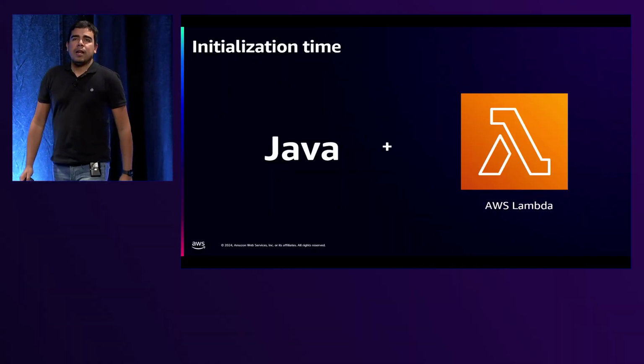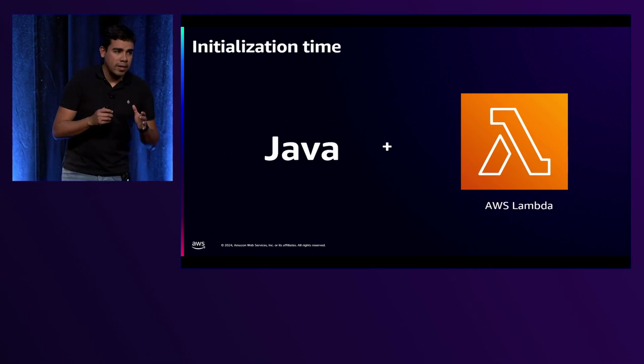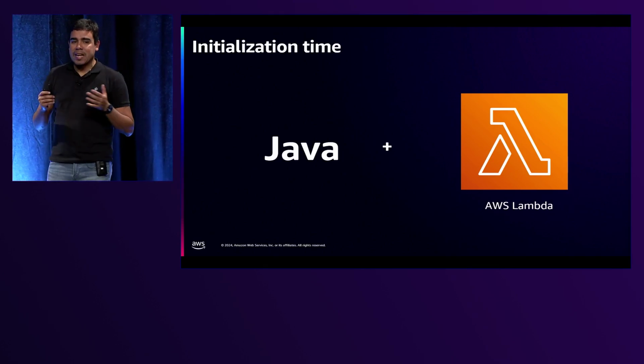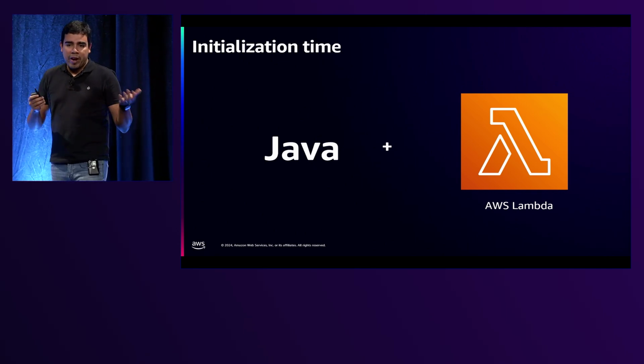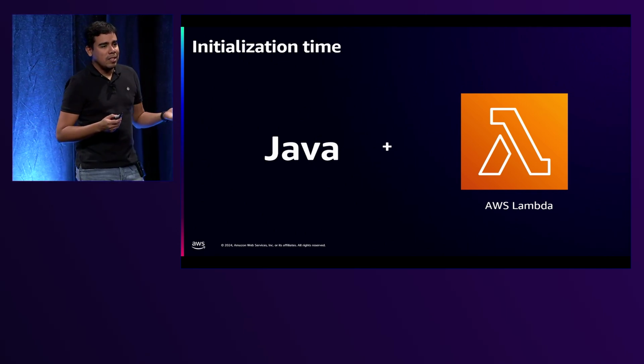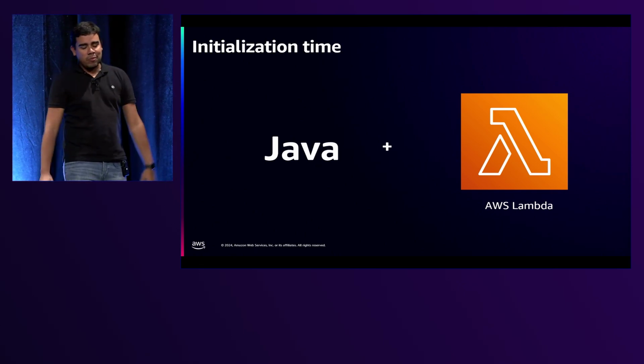So, let's talk about a common challenge that everyone has when building AWS Lambda functions: the initialization times. And it can vary depending on the language. Of course, Java is different from .NET, .NET is different from Python, from Node.js, from Go, and whatever.